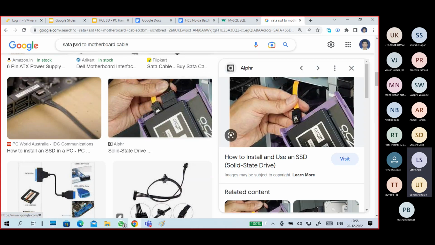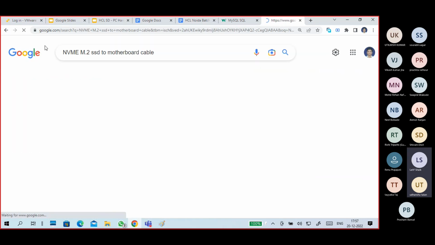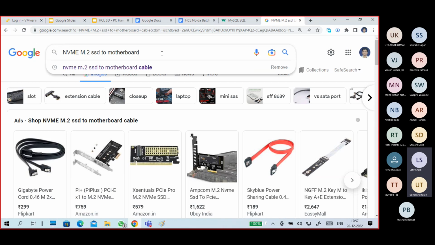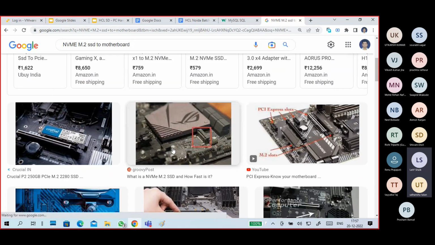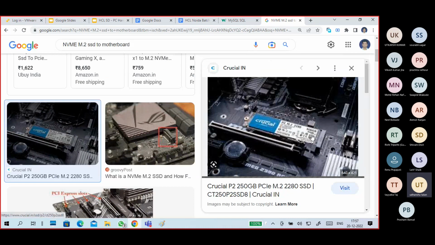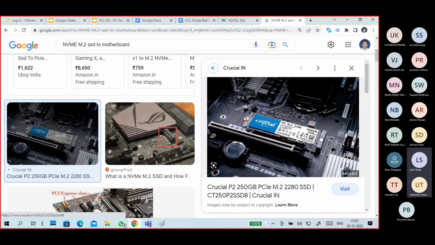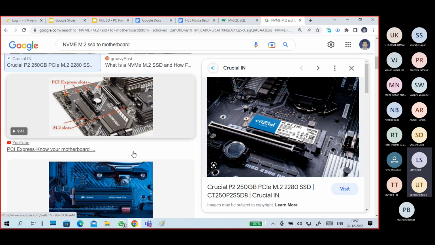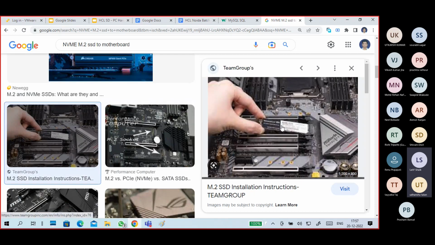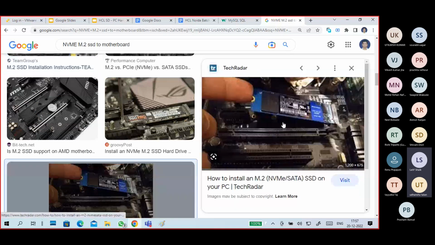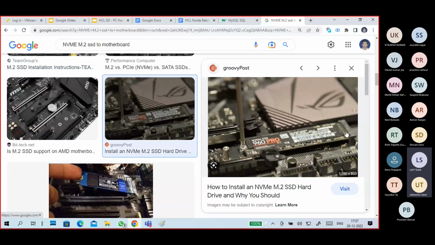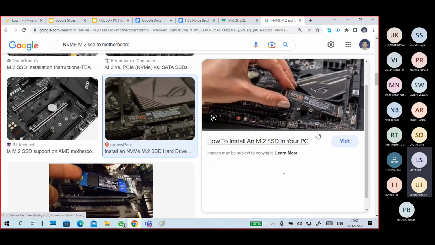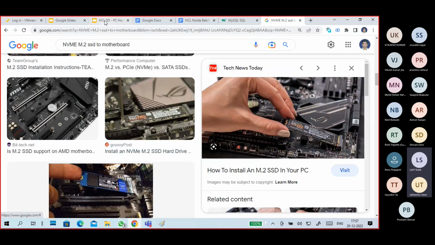But if you use an NVMe M.2 SSD, there is no cable. You can insert it directly on the motherboard, like RAM. This slot is there, and we can directly insert it like this. You can see how it is inserted. Because it is not using a cable and is inserted directly into the motherboard, it gives much faster speed as compared to SATA SSD.